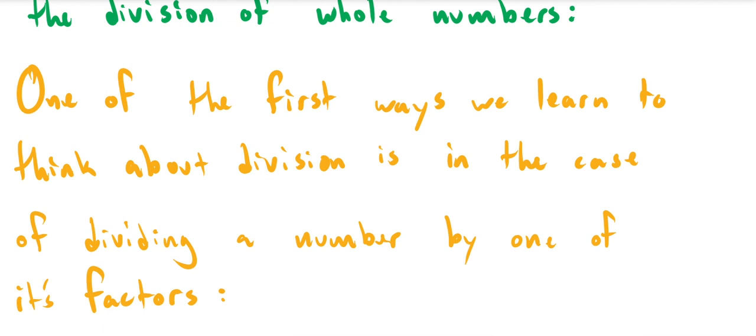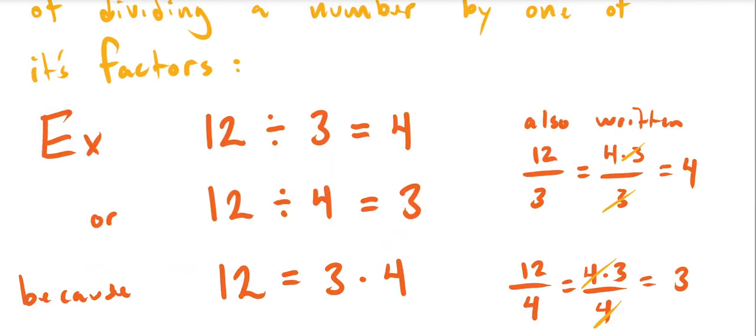One of the first ways that we're taught to conceive of division is in the case when one number divides into another evenly, that is to say, with no remainder. This is the way that division works when we divide a number by one of its factors. Let's recall an example to make sure the pattern makes sense. Now, two of the factors of 12 are 4 and 3. 12 is equal to 4 times 3.